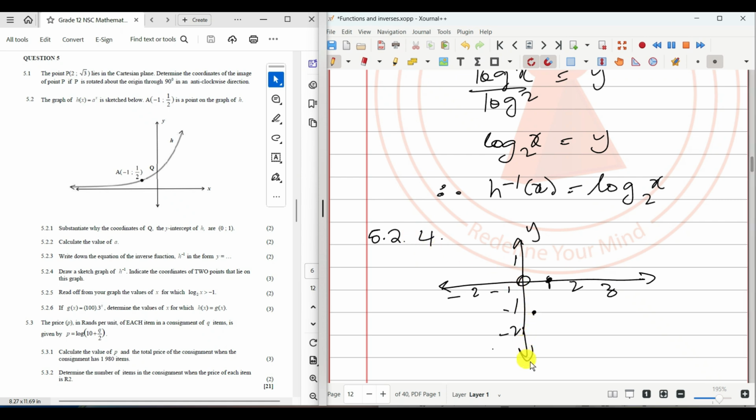And this is you now drawing your graph. Okay, so what graph is this? H inverse. This is your graph h inverse. As simple as that.